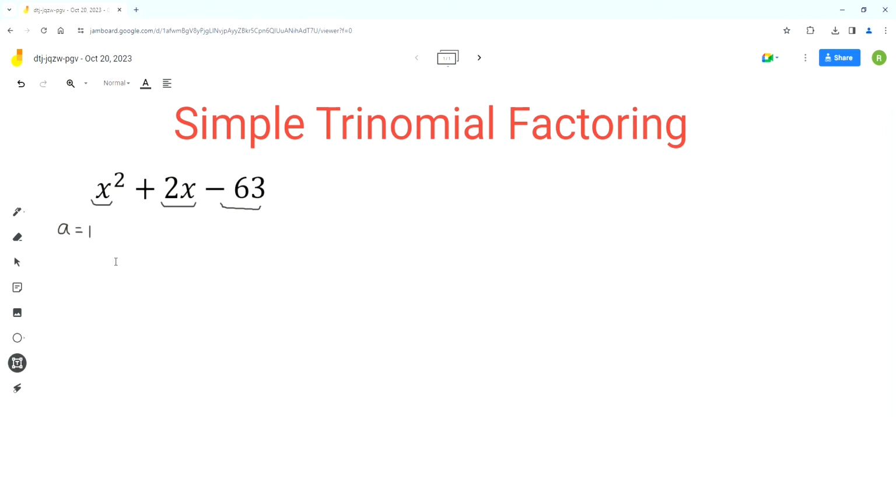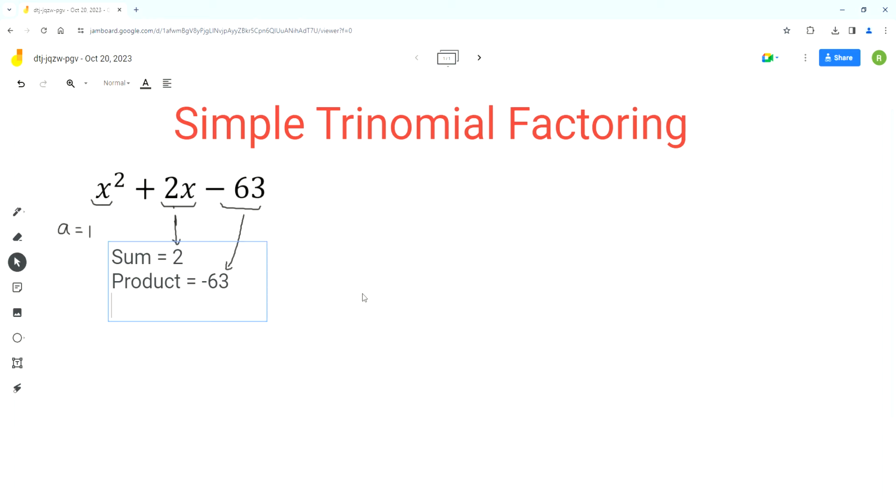So as per this rule, we have to find two numbers whose sum is equal to 2 and the product is equal to negative 63. Now the sum number comes from the coefficient of the x term and the product number is the number term in this expression. So there is a very important concept you need to understand and memorize. Now in order to find the two numbers, we'll focus on the product number.